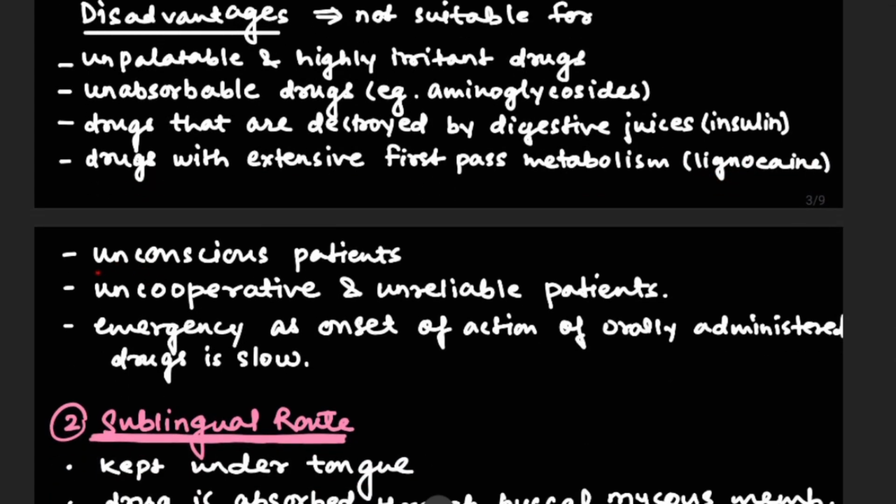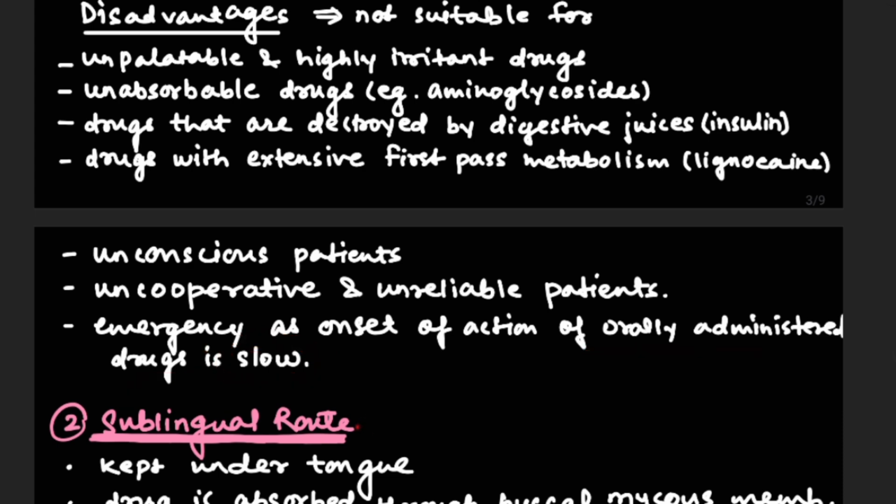As well as in unconscious patients, we can't give the oral route of drug administration. As well as in uncooperative or unreliable patients. In this also, we can't use the oral route of administration. And as well as in an emergency case, because as we know, orally administered drugs act slowly.